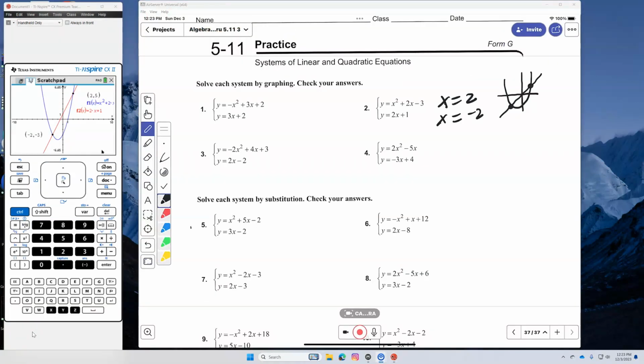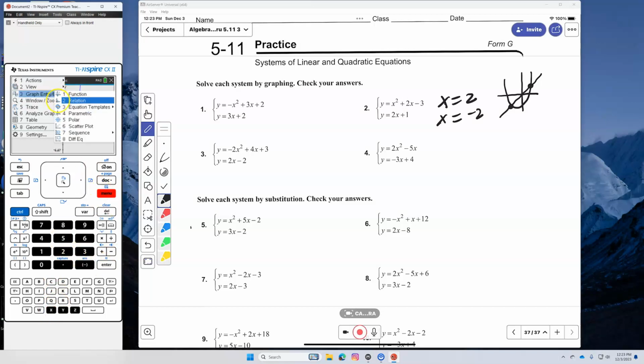So we're going to go ahead and solve the following system, which is number 4. We have y equals 2x squared minus 5x, and then we have y equals negative 3x plus 4. So we'll go to new, graphs, and we have 2x squared minus 5x. And then we'll type in the other function, negative 3x plus 4.